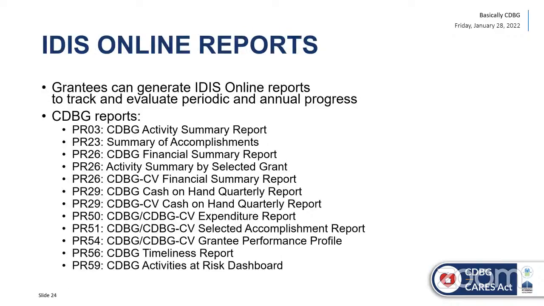So now we're going to talk a little bit about some reports. There are several listed here, but really the ones we're going to look at are just the PR26 for regular CDBG and CV. And then we're going to look at the cash on hand report, which when you submit and run the report is the PR29. So really those are the two we're going to focus on next, but this is just a list of some common reports that are used for the CDBG program.